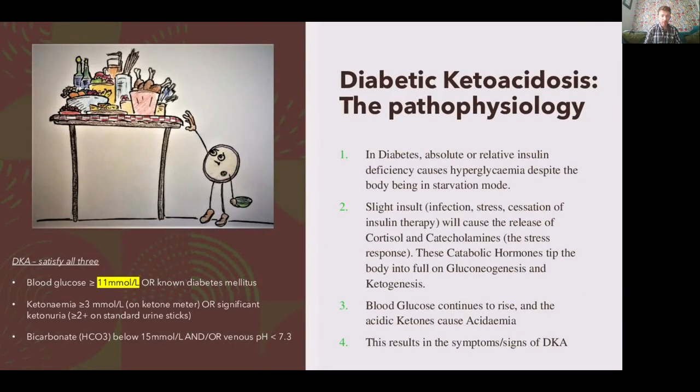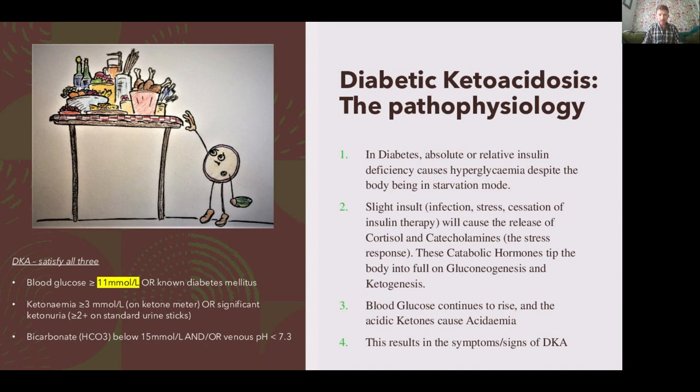So if you look at DKA criteria, blood glucose greater than 11, which is actually surprisingly low, but you can get normoglycemic DKA. That's something to go away and read up on. Ketones and some form of acidosis. This gentleman qualifies. If you satisfy those three criteria, you are well within your rights to start a patient on diabetic ketoacidosis protocol. There will be protocols in your trust. Get access to your trust document management system, print off that protocol and treat them.